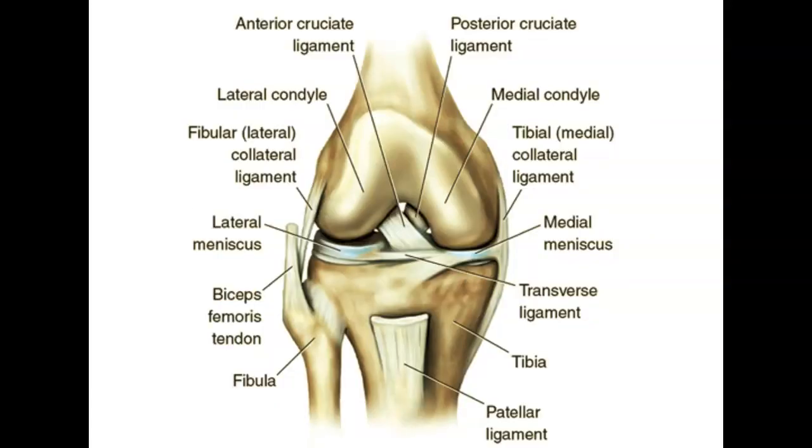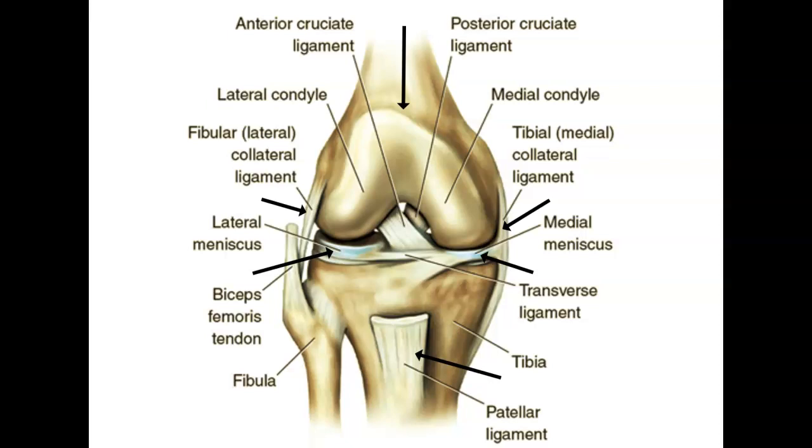So here we have more of a drawing view, and just to refresh your memory, we have the fibular collateral ligament, the tibial collateral ligament, and the patellar ligament. The quadriceps tendon would have come down here, but we've removed it in this particular diagram. We do have the lateral meniscus and the medial meniscus. Those are like little pads of fiber cartilage that are like donuts, and allow the condyles not to rock back and forth.